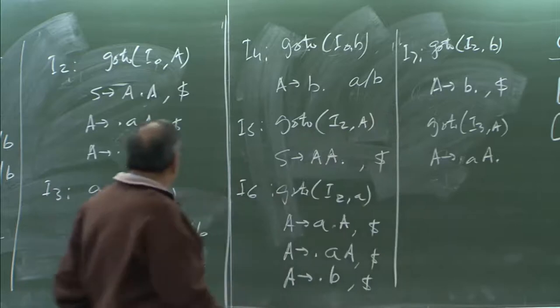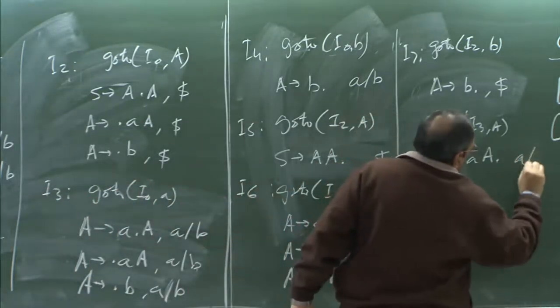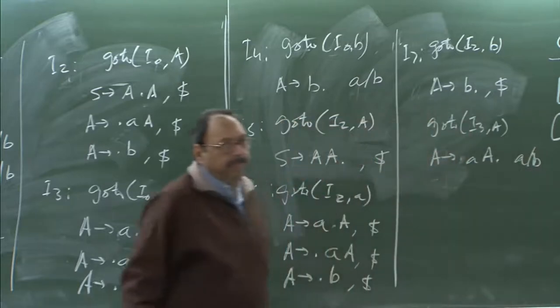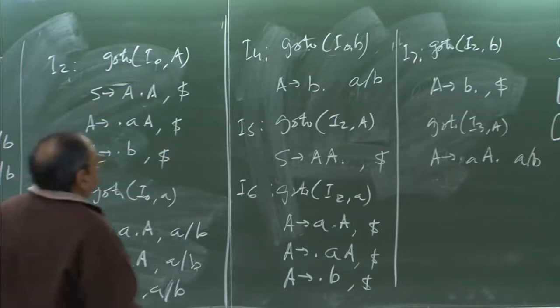And what is the look ahead here? Look ahead will be same as this, which is A of E. Now this state does not exist anywhere, so let me call this state I8.